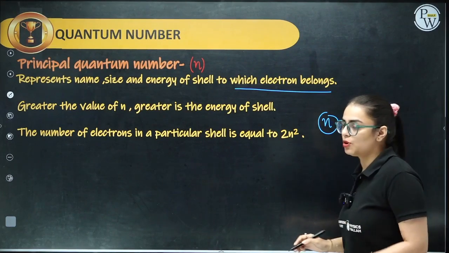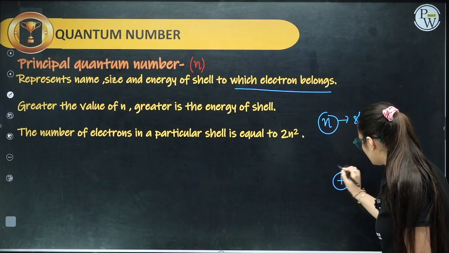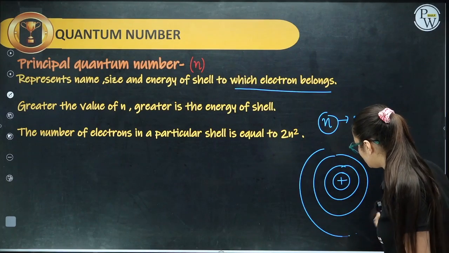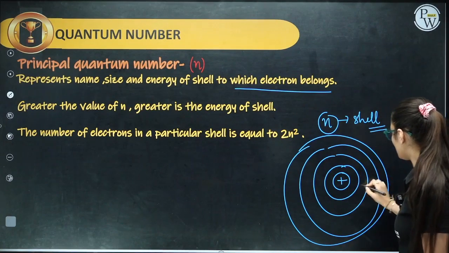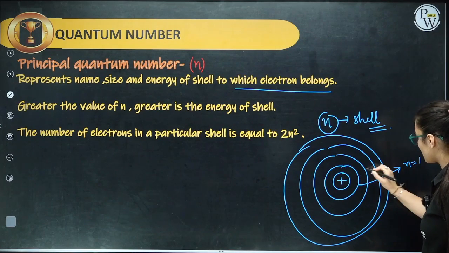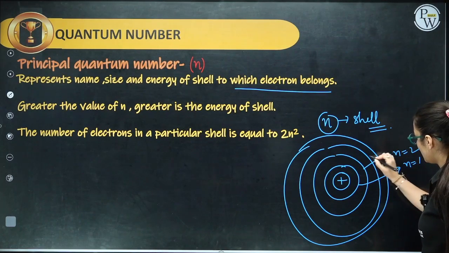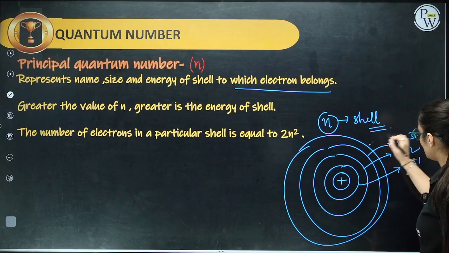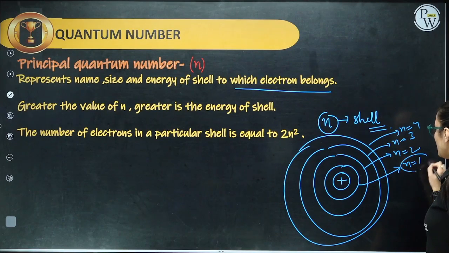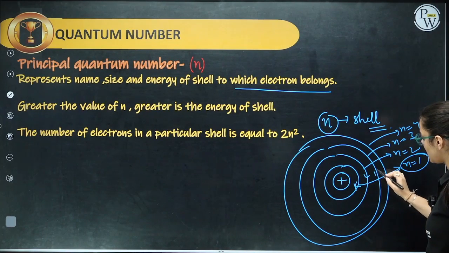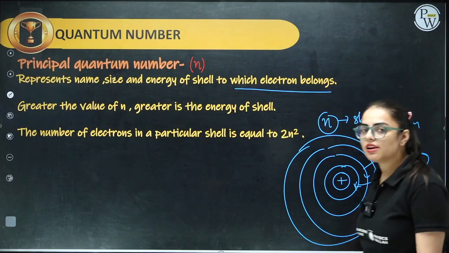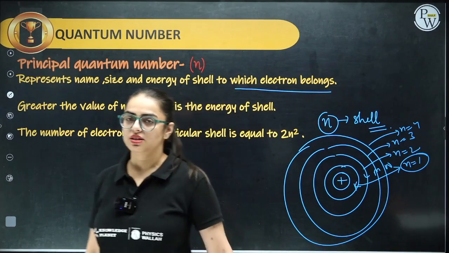To which shell does it belong? For example, if this is our nucleus, this is the first shell, second shell, third shell, fourth shell. So here n is 1, here the n value is 2, here n is 3, here n is 4. N value 1 is the K shell, then L shell, M shell and N shell. So n represents the shell, that is the principal quantum number.